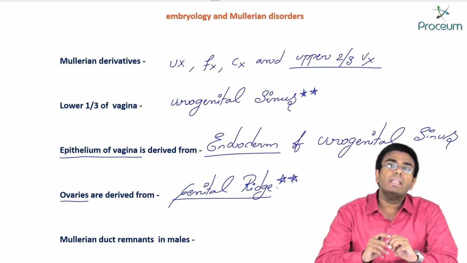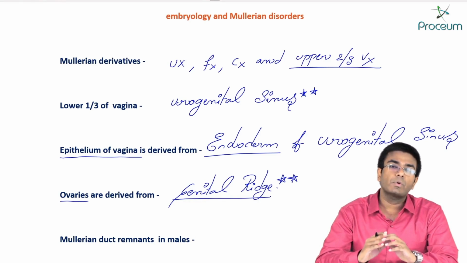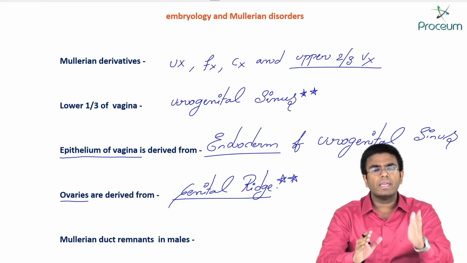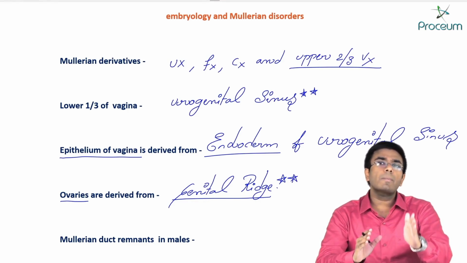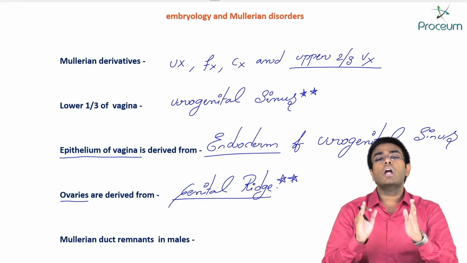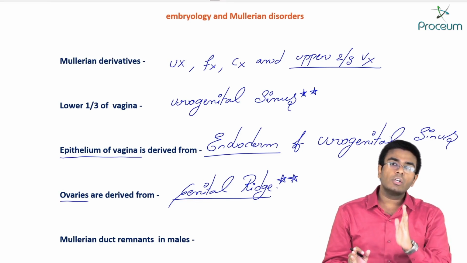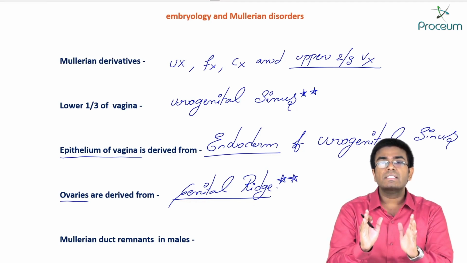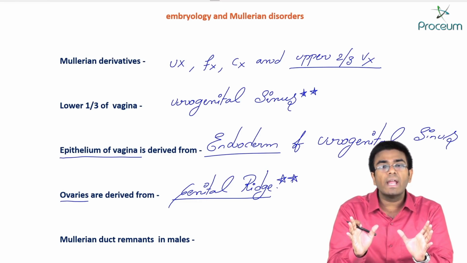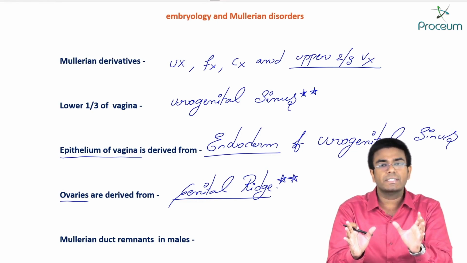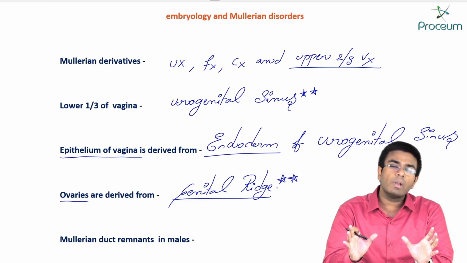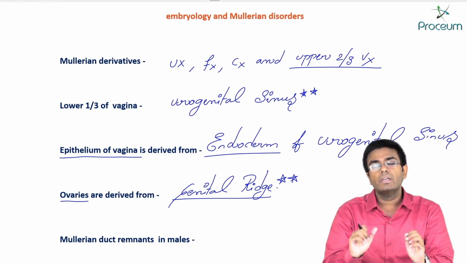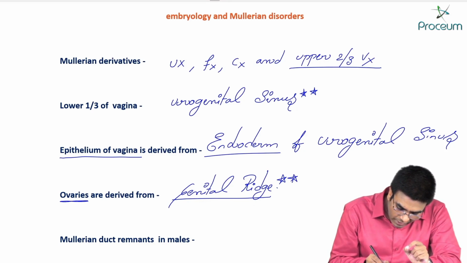That is the reason why a female with Mullerian agenesis, MRKH syndrome, will have normal breast development. Why? Because she does not have Mullerian ducts, so she is not going to have her uterus, cervix and upper two-thirds of vagina. But she has her gonads, because the gonads, the ovaries, are derived from the genital ridge. So she has normal ovaries producing estrogens, and these estrogens cause the breast development. So a very important point: ovaries are not derived from the Mullerian duct.